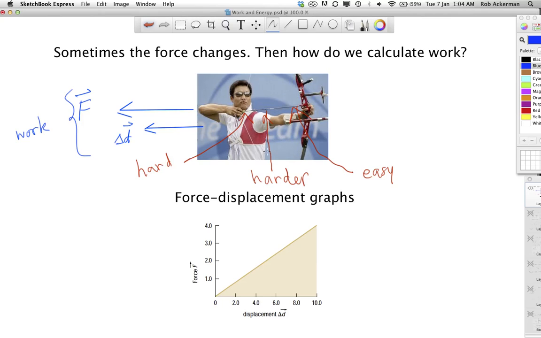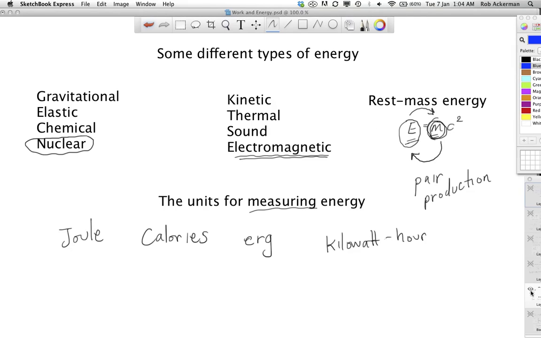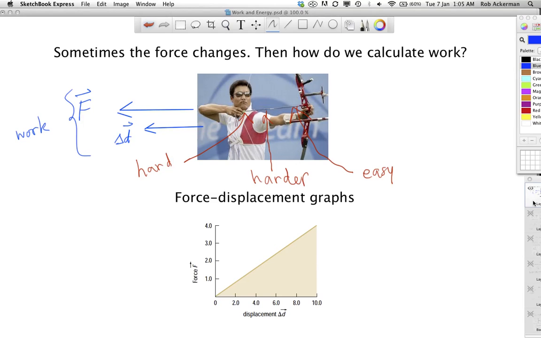What kind of energy is he adding in? Let's go back to our list and see if we can figure it out. Now, it's not gravitational. He's not raising or lowering the arrow. Is it elastic? It is. A bow is an example of an elastic medium. It stretches and then it springs back to the original position. So by doing positive work, this guy is adding elastic energy into the bow.